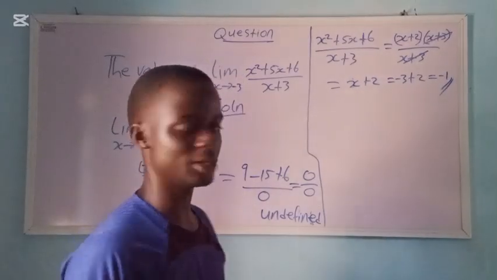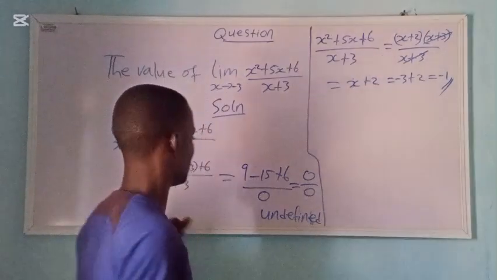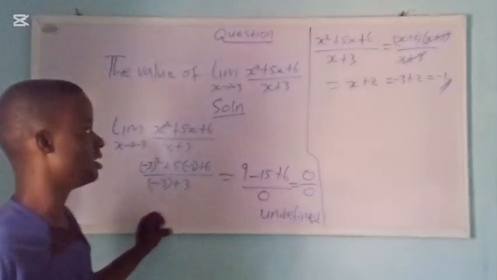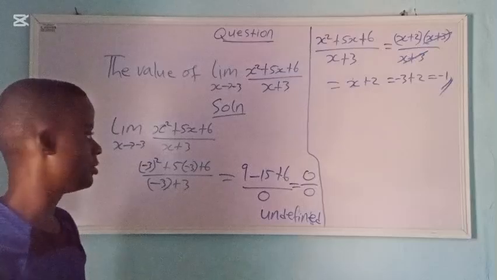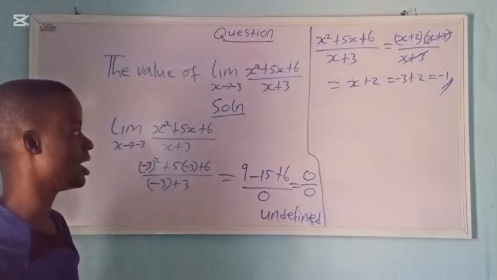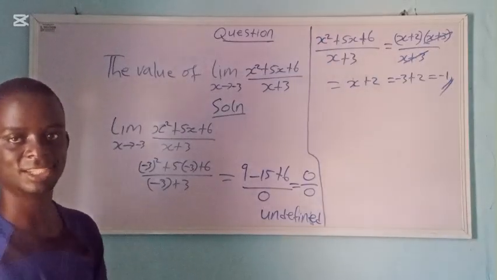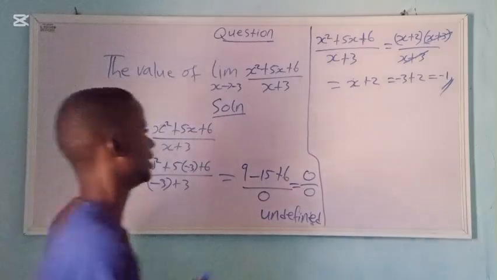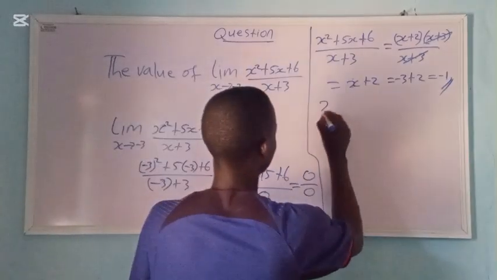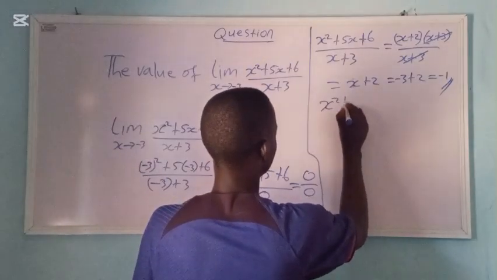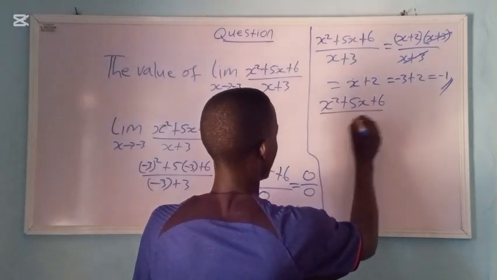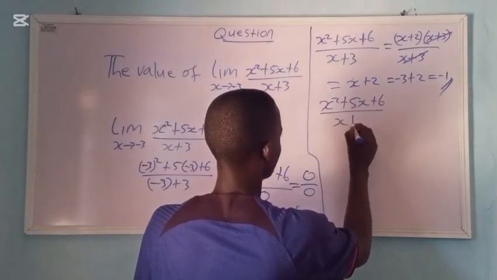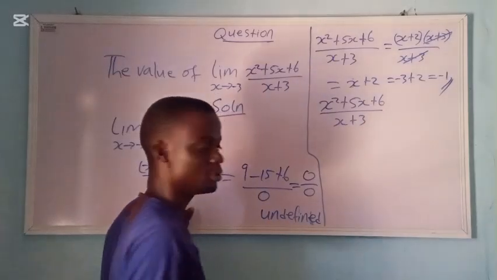Now, there is still another method that you can use again. Let's use the differentiation method and see whether it can give us the same answer. So now we have x raised to the power of 2 plus 5x plus 6 all over x plus 3. So now let's use differentiation.